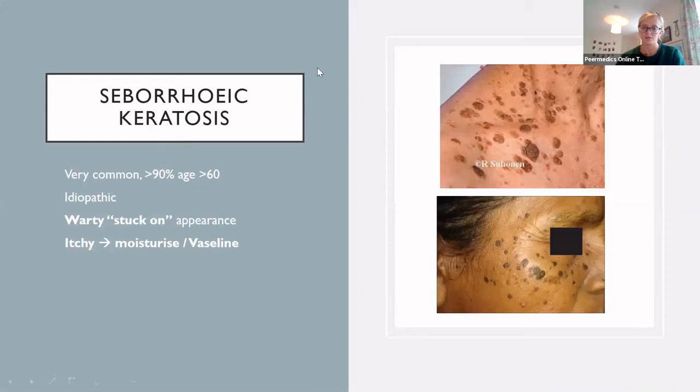Okay, so just a few quick ones. So seborrheic keratosis, really, really common, especially in people over 60. You see all this over people's backs all the time. It's got this warty, stuck on appearance is what's often described. Completely idiopathic, benign, not gonna progress to cancer at any stage, but can catch on things, get a bit annoying. So you can cryotherapy it, but most often we just use Vaseline, moisturise.